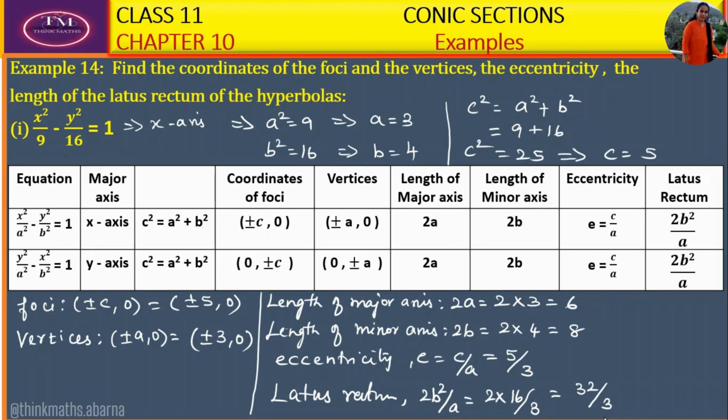Clear, children? Do you understand? Any doubts in it? So shall we move on to the second part?